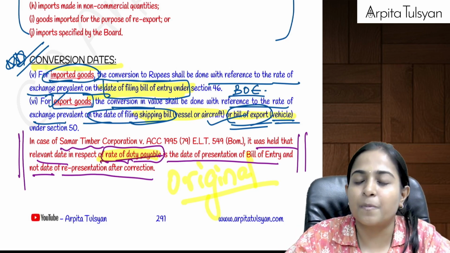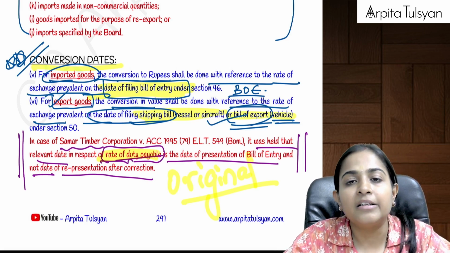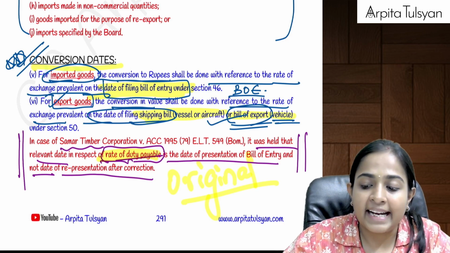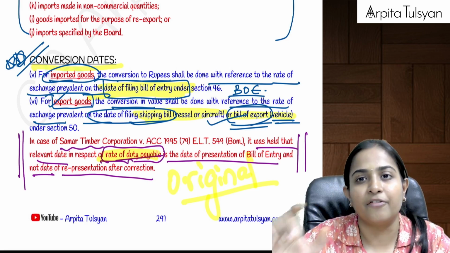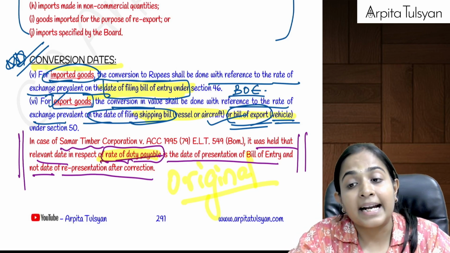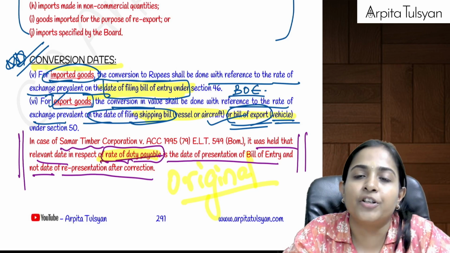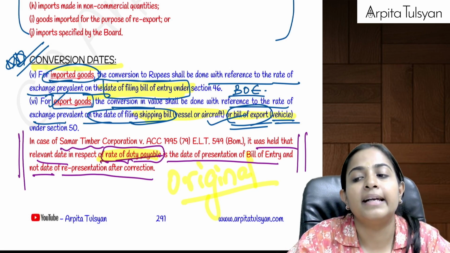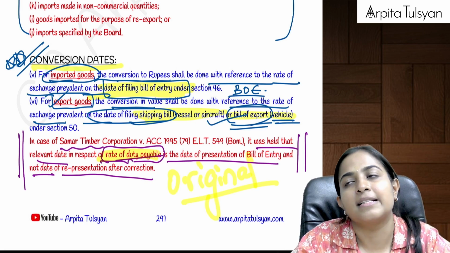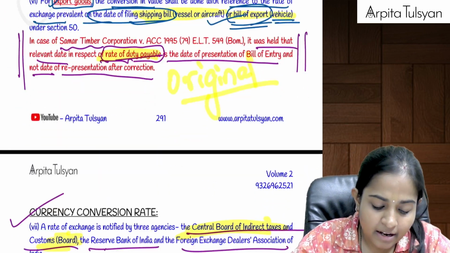Only the rate which is prescribed by the CBIC should be taken on the day when the bill of entry is filed. Okay, the date, the relevant date for currency conversion. Earlier in section number 15 and 16 also we studied the date for determining the rate of customs duty. This is for the purpose of conversion. So in case of imports, it is the day on which the bill of entry is filed. In case of export, it is the day on which the shipping bill or the bill of export is filed.